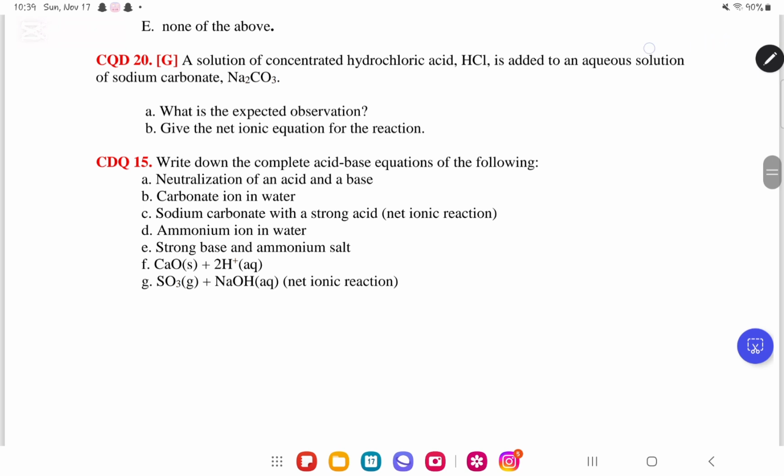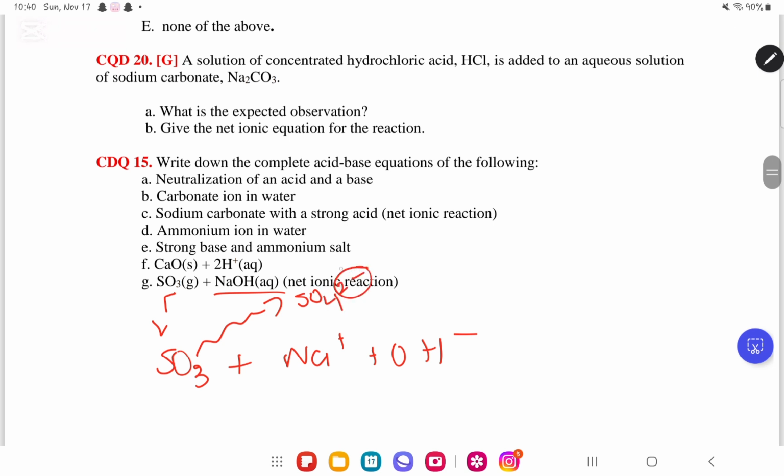Now the last one we have, which is SO3 gas, in addition to NaOH aqueous. Let's break them into their ions. This SO3 gas, it cannot be broken into its ions, so it's SO3. For now, it cannot be broken because it's not dissolved in water. Plus NaOH aqueous, it can be broken into Na+ and OH-. But if you remember, we took the ion of SO3, or the ion that gives us the gas SO3, which is SO4 2-. It has a 2 in the charge. It's 2 negative.